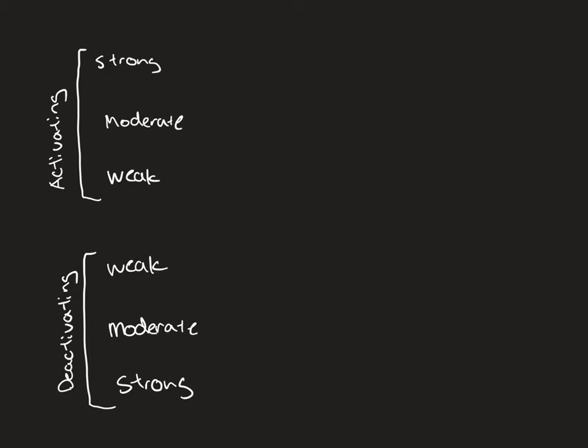So some strong cases are nitrogen, since they have lone pairs, and this could be attached to two hydrogens, or it could be attached to two different R groups. And there's also the case of oxygen, because oxygen also has lone pairs. And likewise, it can be attached to a hydrogen, or it can be attached to another R group.